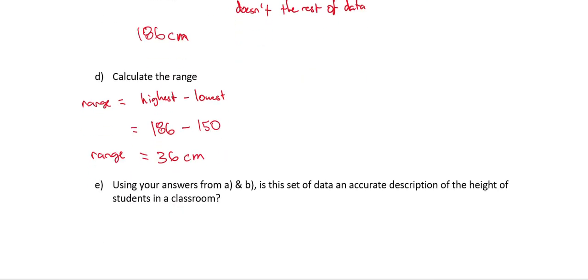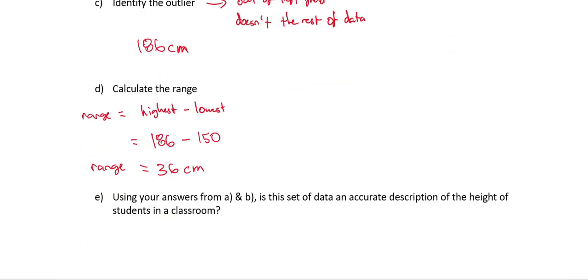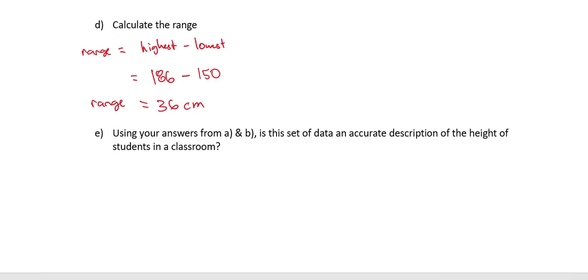Using your answers from part A and B, is this set of data an accurate description of the height of students in the classroom? So this is like one of those things where you can argue yes or no, okay? You just have to justify your reasoning. So just use simple logic, okay? Just think about it. In a classroom, would you typically have 6 students in a classroom? Not really, yeah? So you can answer no.